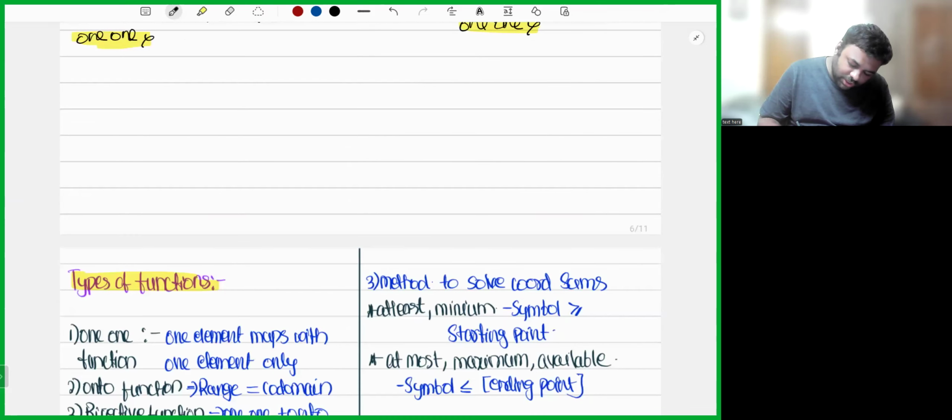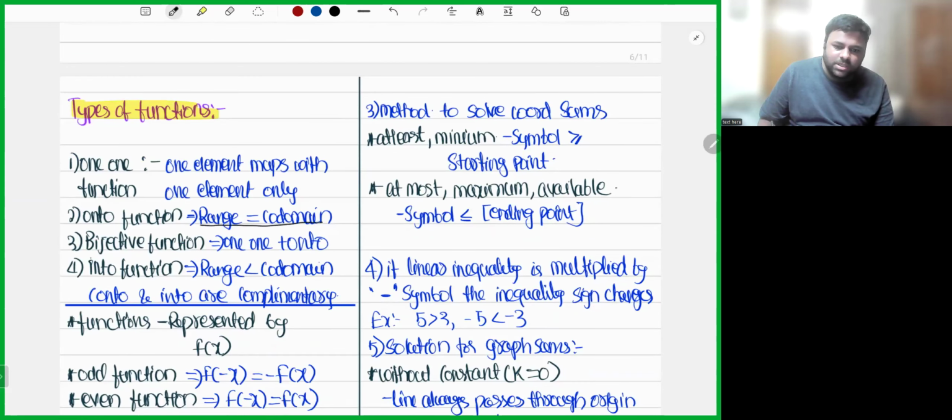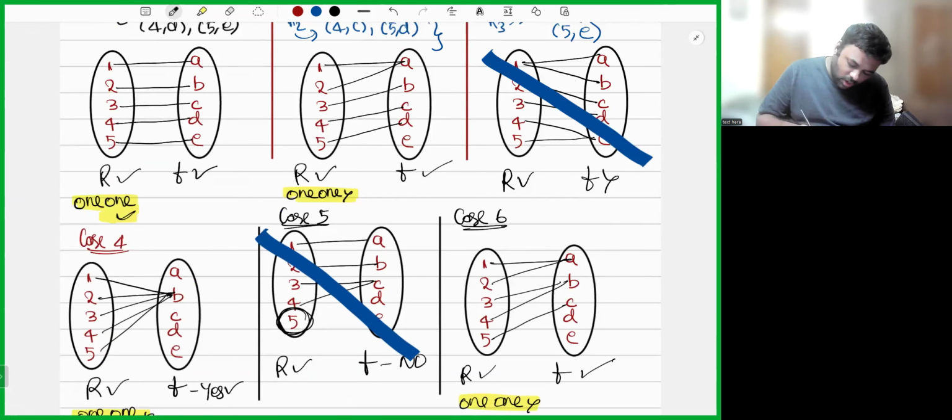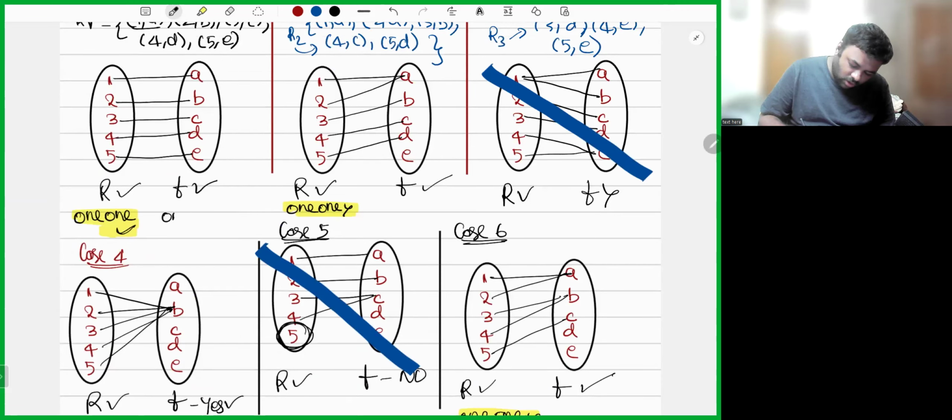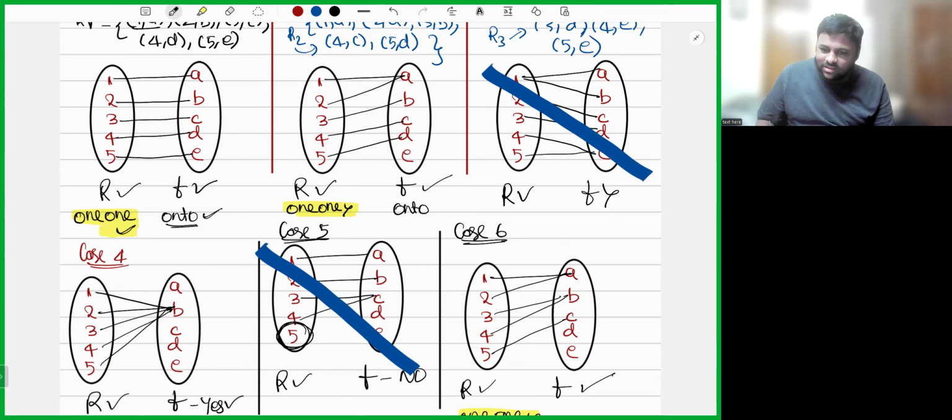Next, onto function. Range and codomain must be the same. If range and codomain are the same, then we call it an onto function. Now, do you think it's an onto function? What is the range here? A, B, C, D, E. What is the codomain here? A, B, C, D, E. So it's an onto function. Is it an onto function? What is the range here? A, B, C, D. What is the codomain here? A, B, C, D, E. So it's not an onto function.